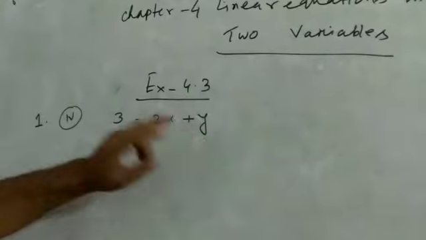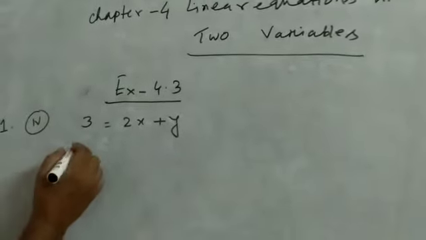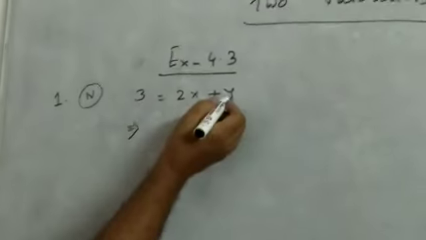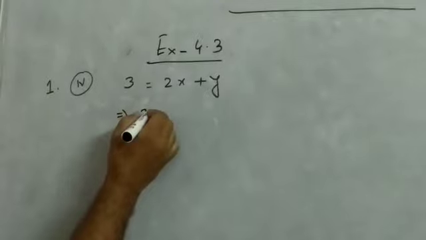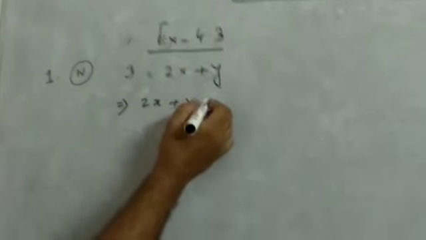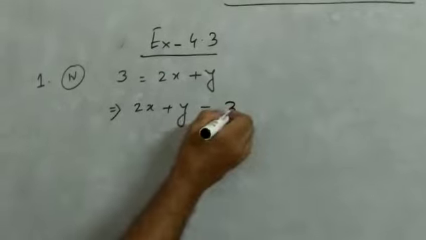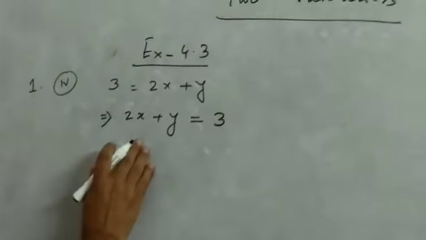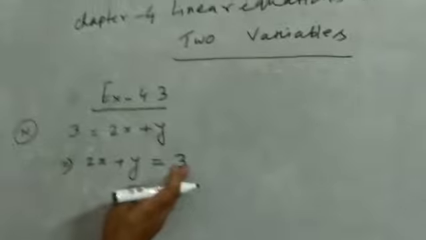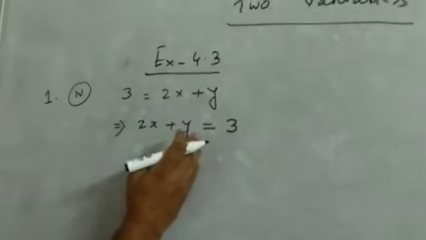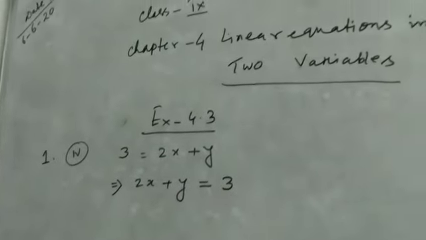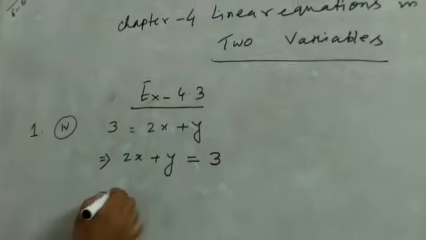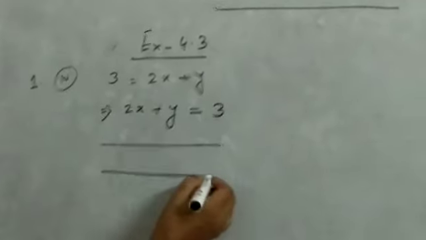Here the equation is given: 3 equal to 2x plus y. This equation can be written with x and y transferred to this side and the 3 on the right hand side. So you write the equation this way: 2x plus y equal to 3. We will not change it. Yes, 3 can be transferred to this side, which means we can express it in the general form, or from the equation as given we can directly find the solution. So both methods are correct.